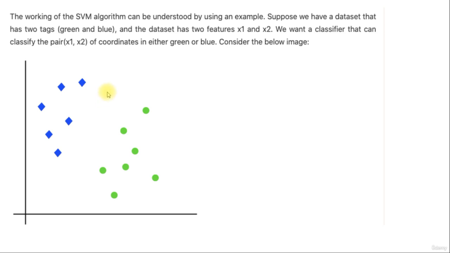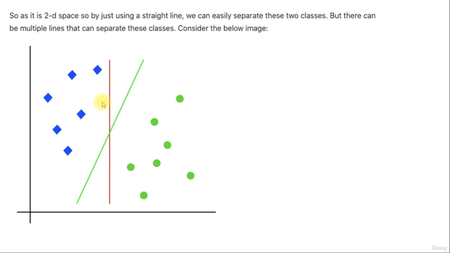Suppose we have a new data point x1, x2, with the coordinates x1 and x2, and we want it to be classified into a green or a blue category. So in this image, suppose it's a 2D space. Just by using a single straight line, we can easily separate these two classes, but there can be multiple straight lines that can separate these classes. So we can have this brown straight line, or we can also have this green straight line.